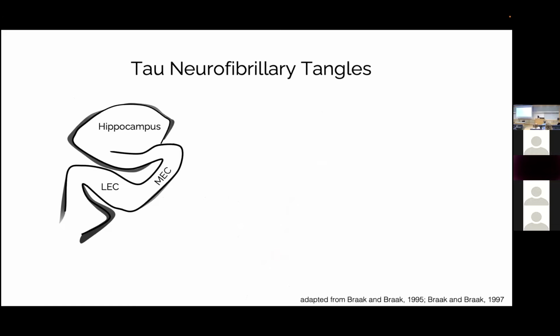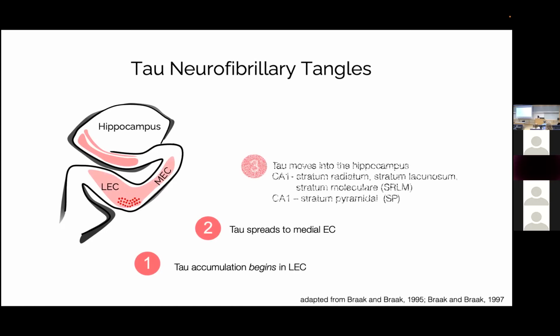And just as a recap, even though I think we all know this information from the postmortem work, what we believe is that tau neurofibrillary tangles start in the lateral entorhinal cortex, and then spread to the medial entorhinal cortex before entering the hippocampus. So tau actually moves into two key CA1 sublayers. One is the CA1 stratum radiatum, the stratum lacunosum, and the stratum moleculare. This is often seen as a dark band in the hippocampus. I'm just going to refer to this during my talk as the SRLM, because unfortunately, even in 7T MRI, we're not able to dissect these sublayers.